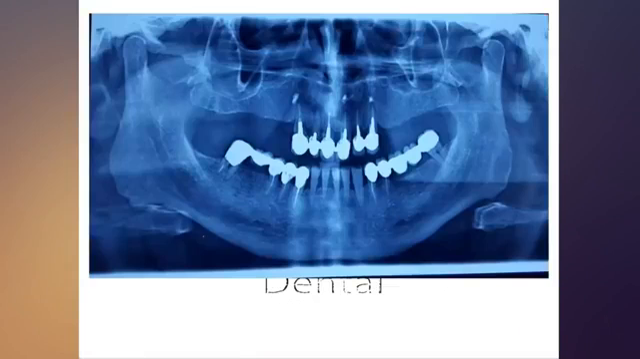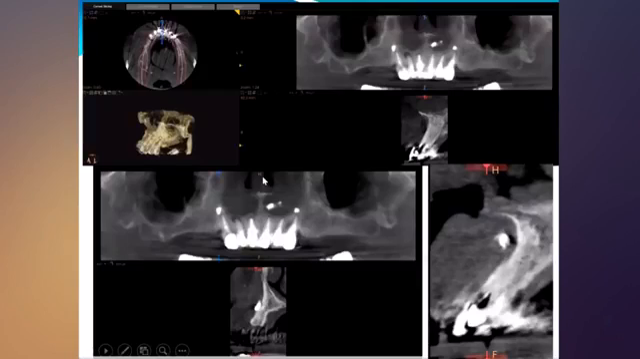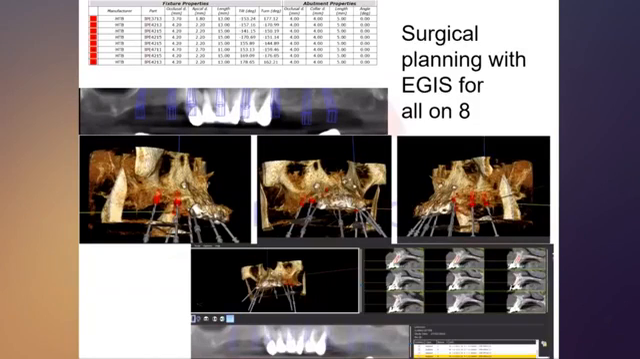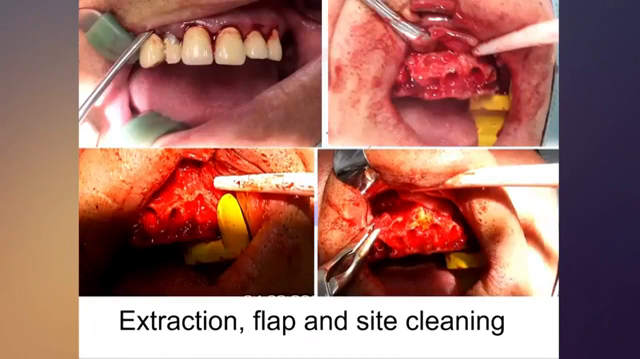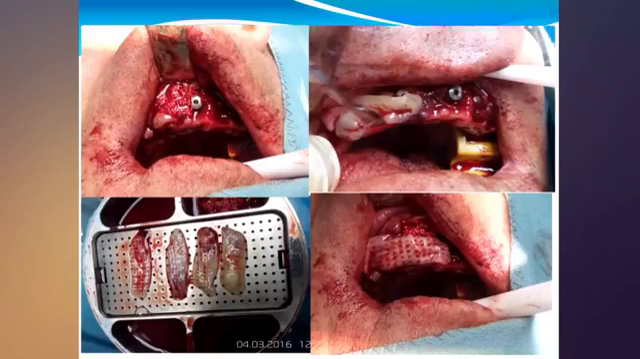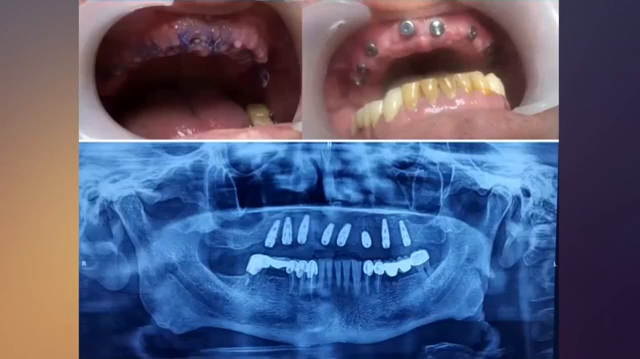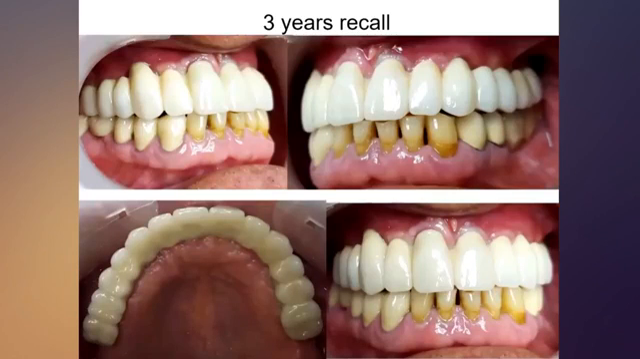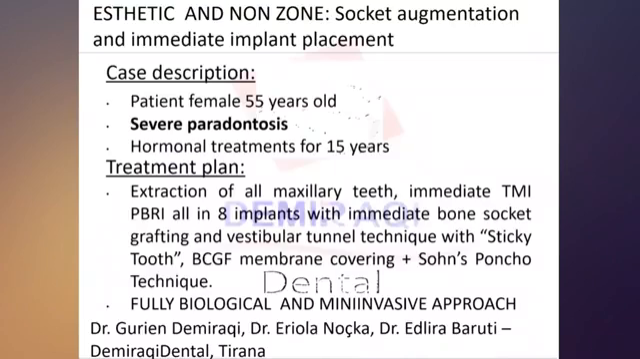Another case, all on 8. I'm going to go very rapidly. Lots of problems in this patient, as you can see in the CBCT. I went for planning with guided implant surgery, extraction, flaps, grafting all over, 8 implants placed, all on 8. And this is at the placement, and this is at the 3 years recall. This is the patient afterwards.